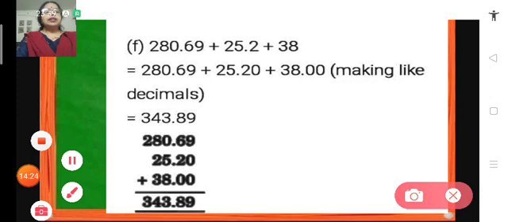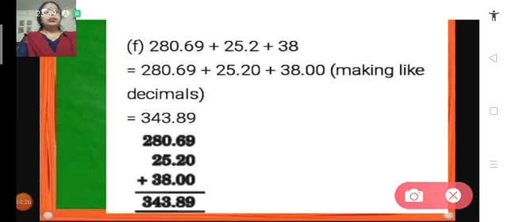Next, F: 280.69 plus 25.2 plus 38. Again, to make them like decimals, we will add zeros wherever required. So the maximum decimal places are 2. So for the other numbers also we will add zeros to make them like decimals. So it becomes 280.69 plus 25.20 plus 38, which we will write as 38.00.